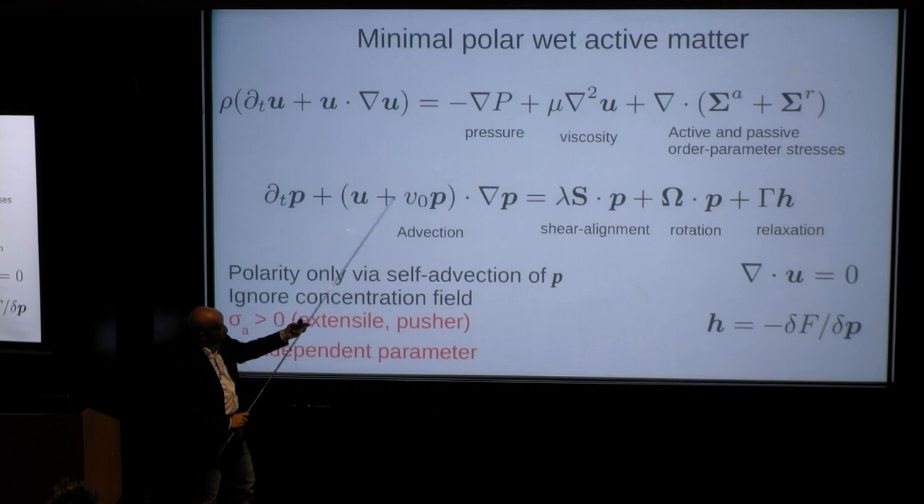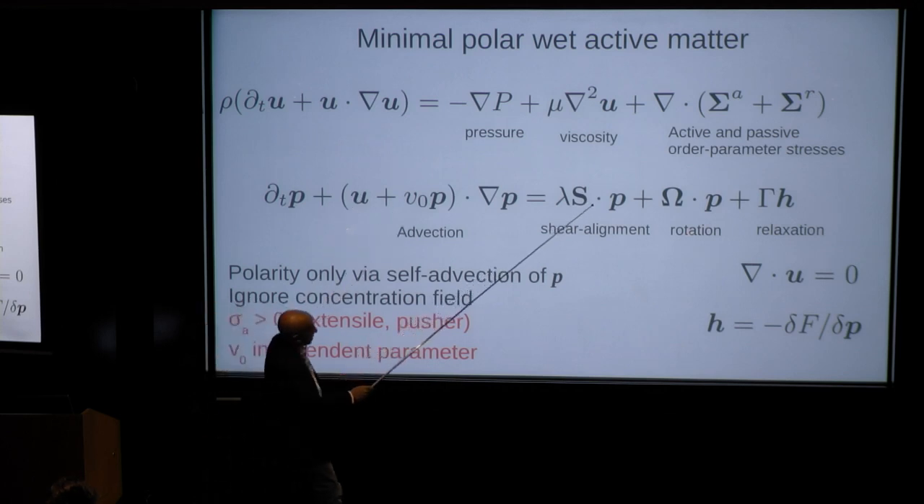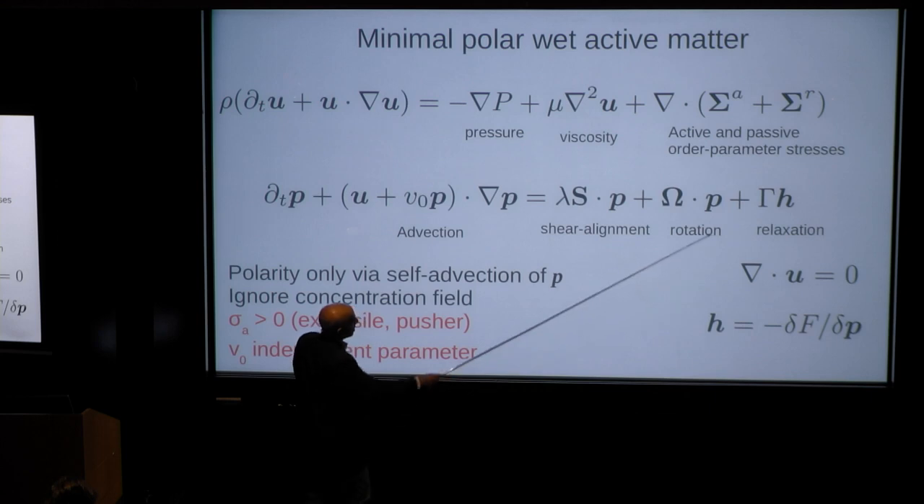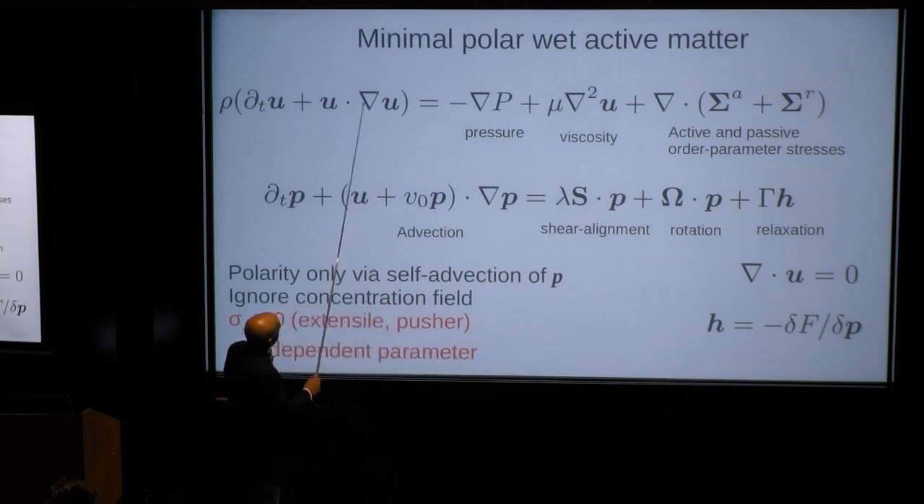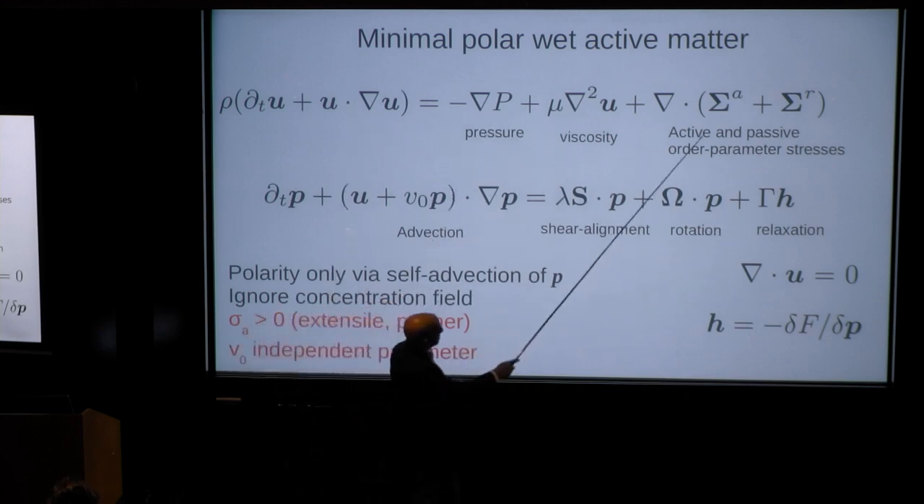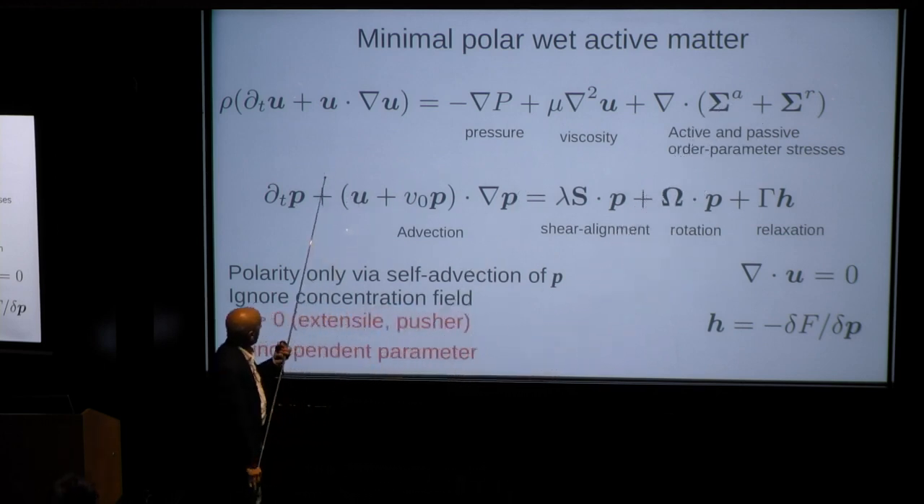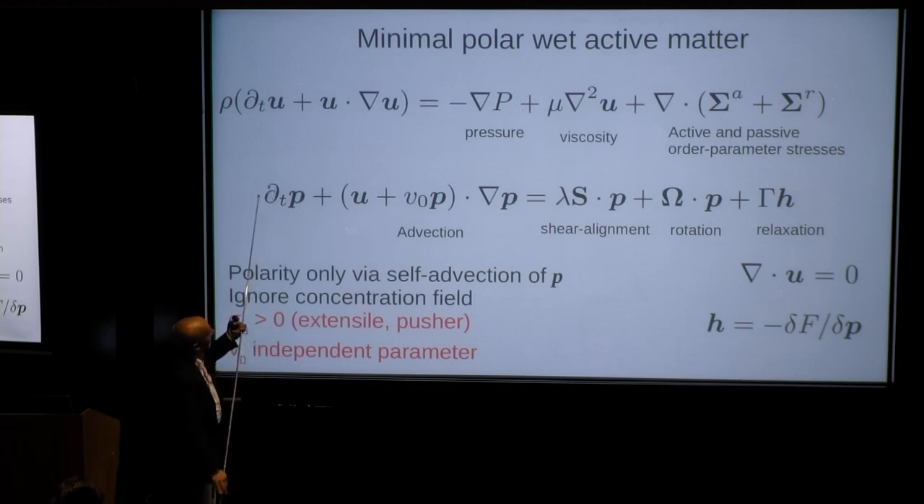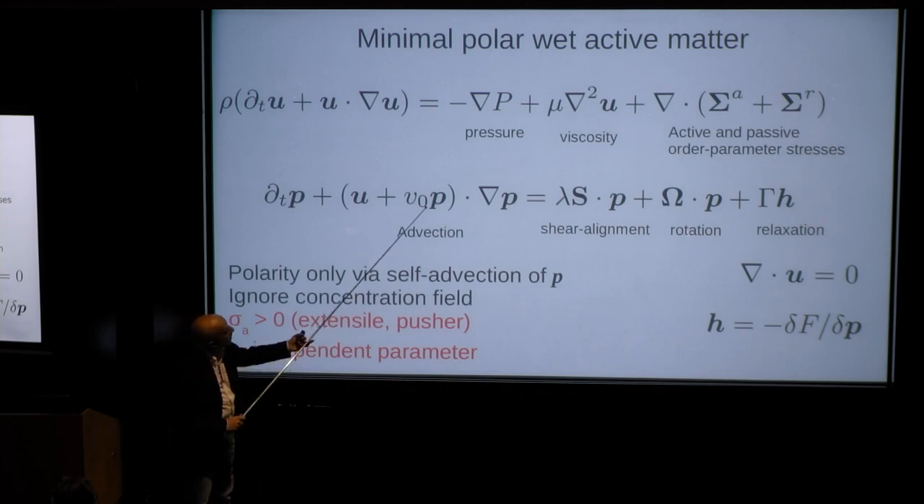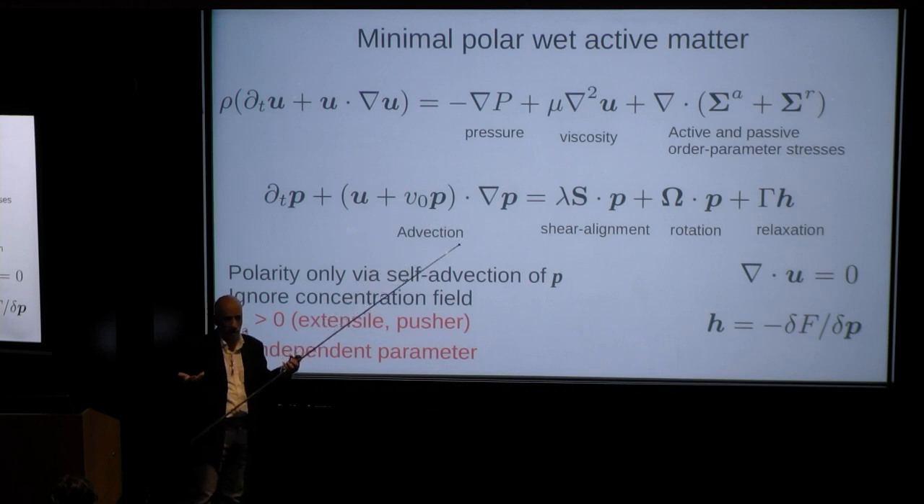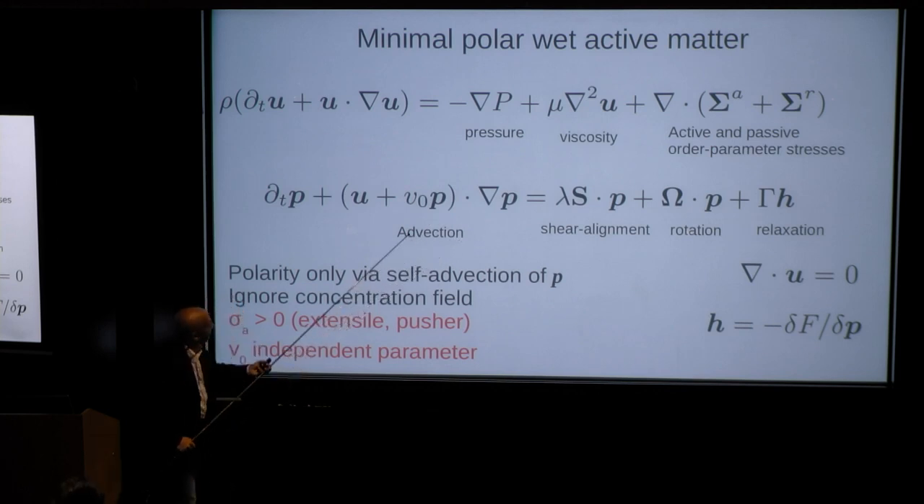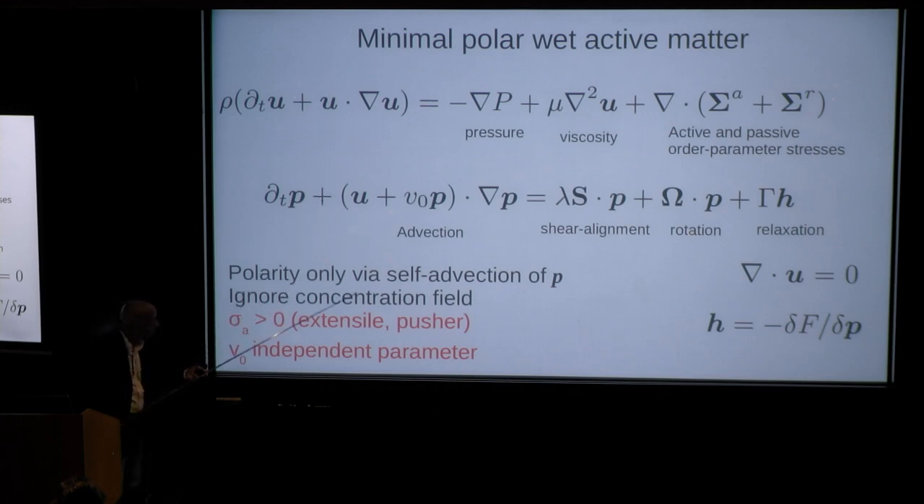The polar order parameter advects itself. The hydrodynamic velocity field also advects it. It interacts, it can be aligned and it can be rotated, and it relaxes. And the velocity field obeys a modified Navier-Stokes equation containing active and passive stresses that I described on the previous slide. The fact that the orientational order has a polarity enters here only through this term. In principle, we can put in the other terms that we had. It complicates the story without making it necessarily that much more interesting. And the case that turns out to be really interesting is the case of extensile or pusher swimmers.